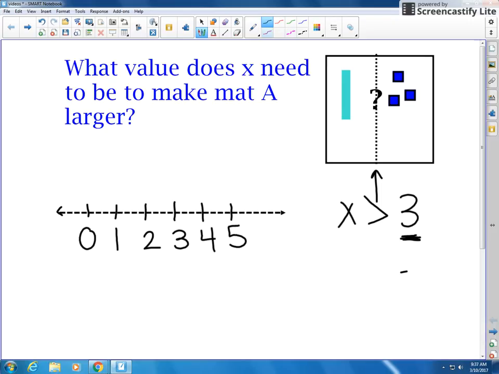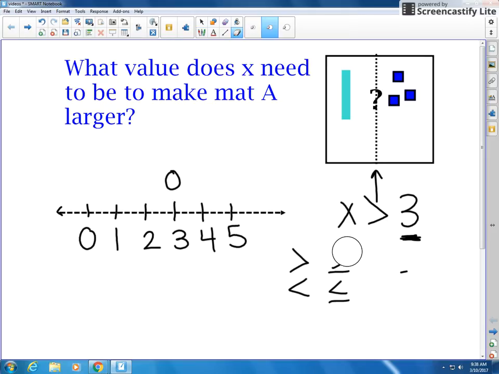Now my boundary mark is 3. Again, that's the number in my inequality. So I'm going to put a circle at 3. This time it's going to be an open circle. An open circle is used when I am using the greater than sign or the less than sign. If I have a greater than or equal to sign, then my circle would be filled in. If I had a less than or equal to sign, my circle would be filled in.